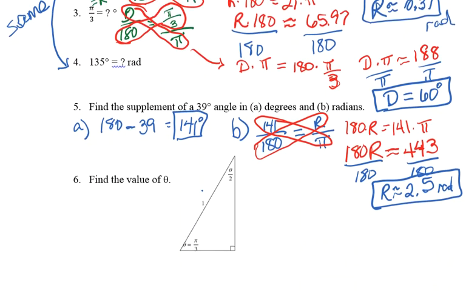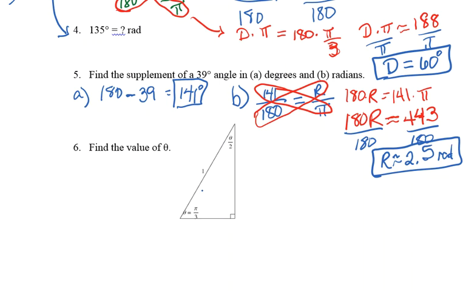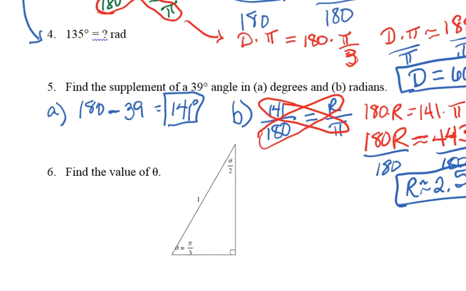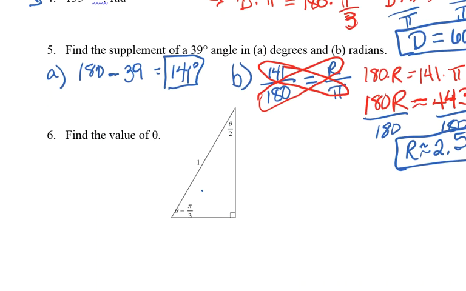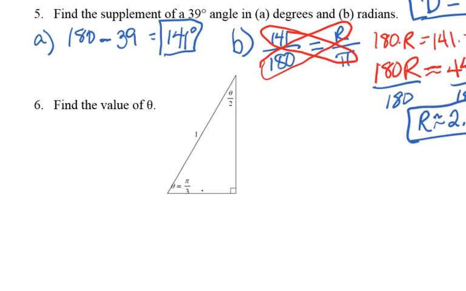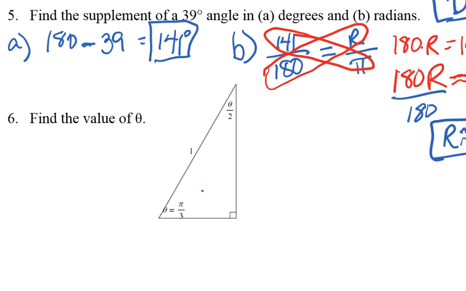Okay, number 6. Number 6 is saying find the value of, that symbol is theta. It is a Greek symbol. It's used a lot when we're dealing with angles. I'm going to go ahead and blow this up a little bit so you can maybe see that a little bit better. Okay, so what we know is right here, theta equals pi over 3. This is theta divided by 2, and this is 90. So I can think of a couple ways to go about this.